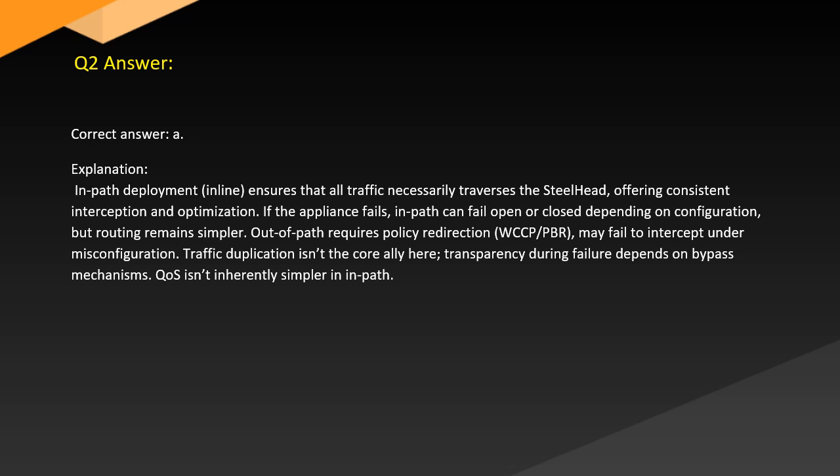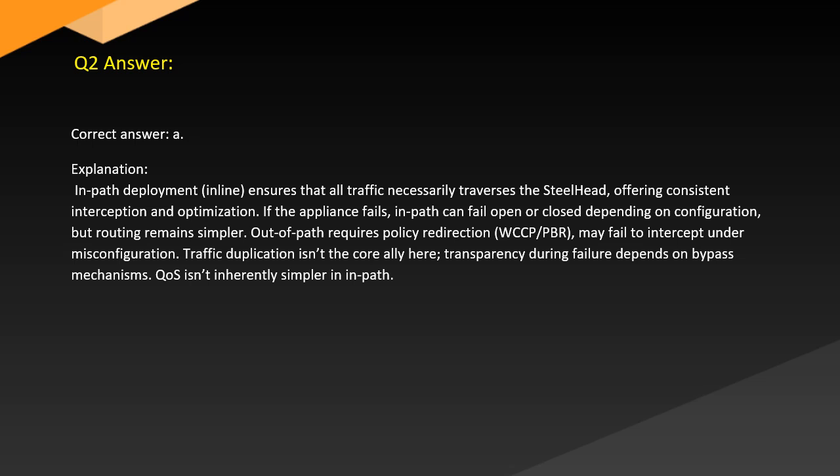Answer. Correct answer: A. Explanation. In-path deployment, inline, ensures that all traffic necessarily traverses the Steelhead, offering consistent interception and optimization. If the appliance fails, in-path can fail open or closed depending on configuration, but routing remains simpler.